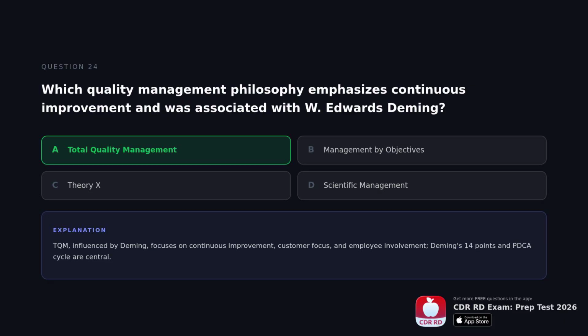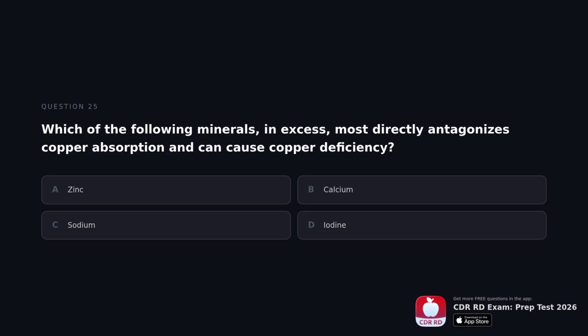The correct answer is total quality management. TQM, influenced by Deming, focuses on continuous improvement, customer focus, and employee involvement. Deming's 14 points and the PDCA cycle are central. Which of the following minerals, in excess, most directly antagonizes copper absorption and can cause copper deficiency?